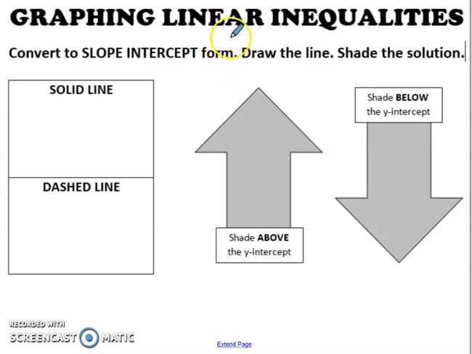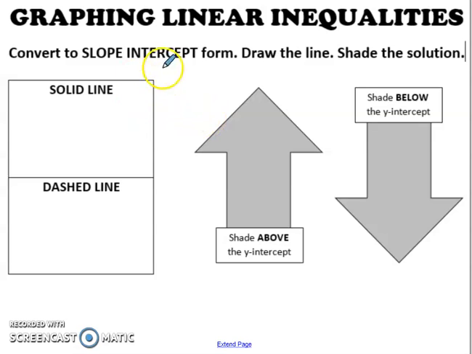First thing you're going to need to know are what your symbols tell you about your graphing, right? Just so you know, it's easiest if we convert to slope-intercept form, y equals mx plus b, except it's not equals, it's an inequality. We're going to draw our line first, just like with equations, and then we'll learn how to shade that solution area.